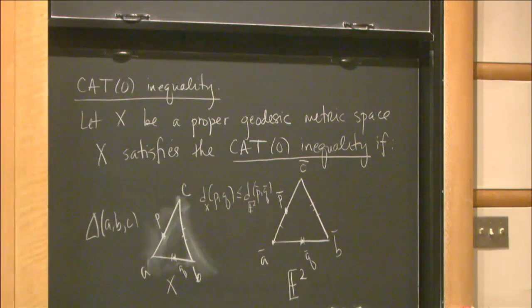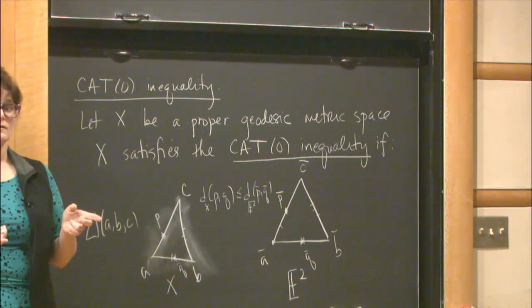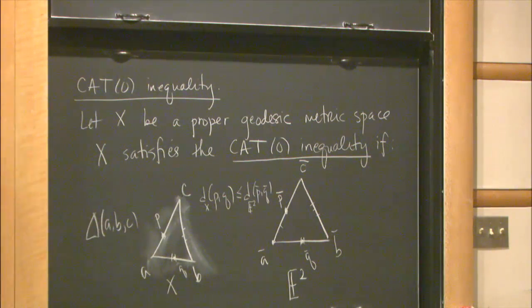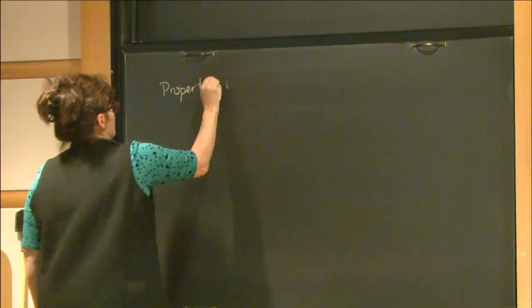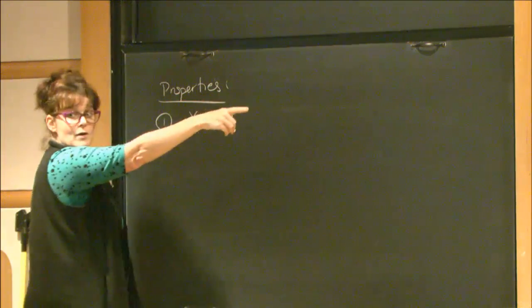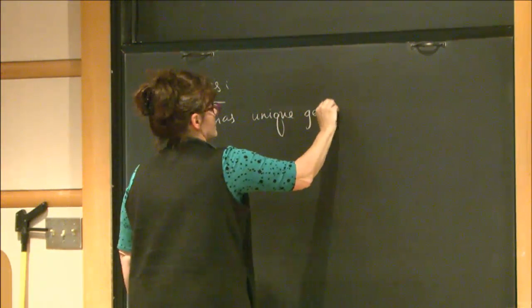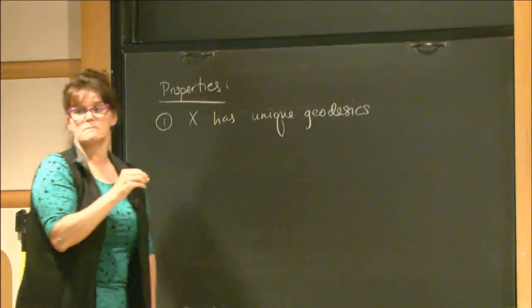All right, and there's some basic properties. So for example, you should be able to see right off the bat that this is really going to be a problem if I say, oh, a group is going to be Cat Zero if its Cayley graph is Cat Zero. Does anybody see why that's going to be true? Maybe after I write down these properties, you'll see it. Let me write down these properties. One of them is that if X has the Cat Zero inequality, then X has unique geodesics. Okay?